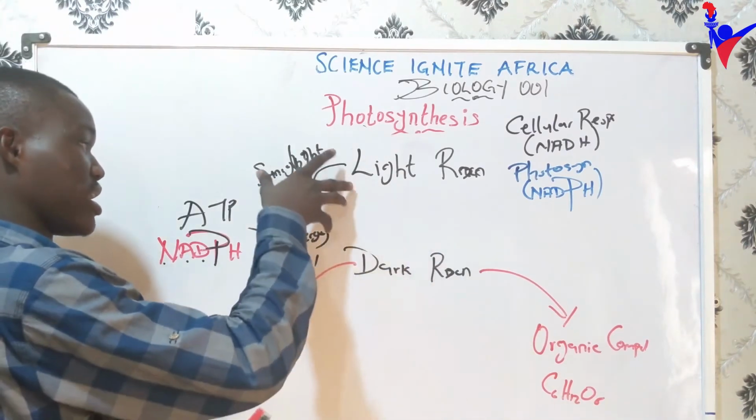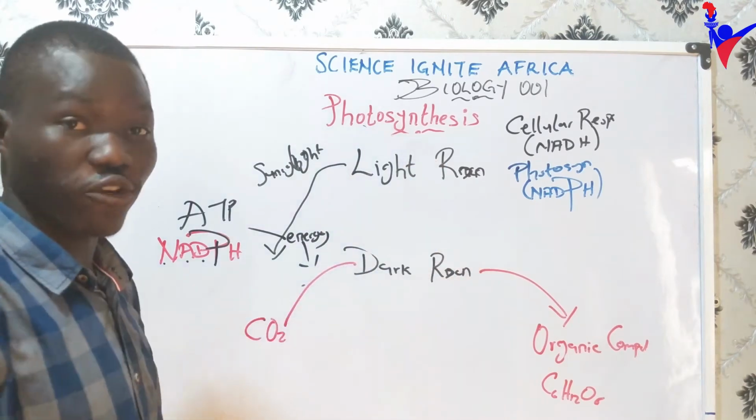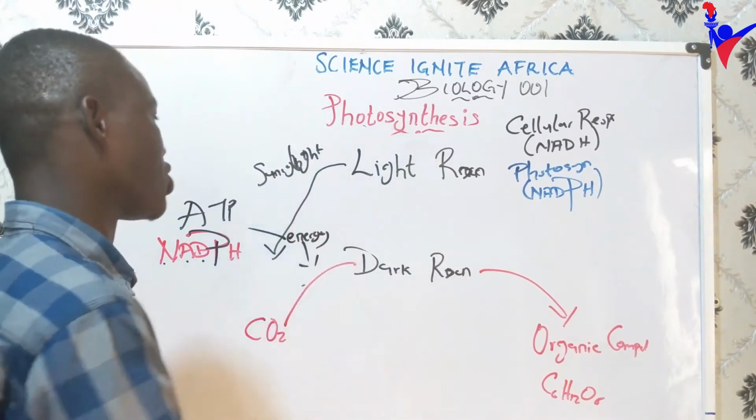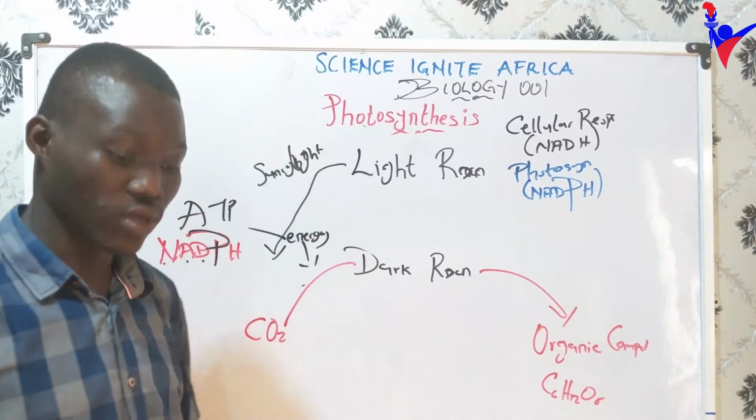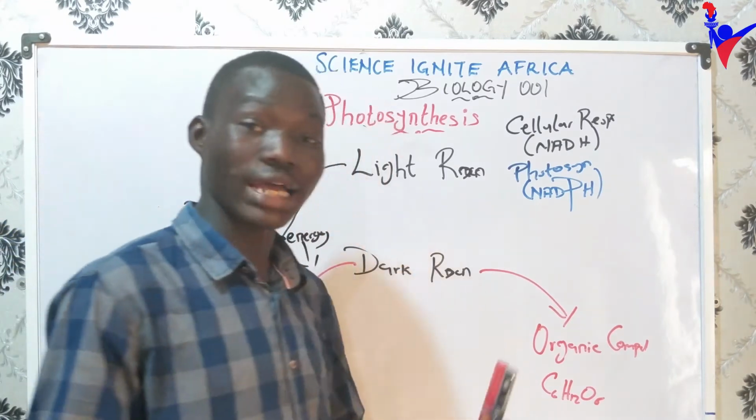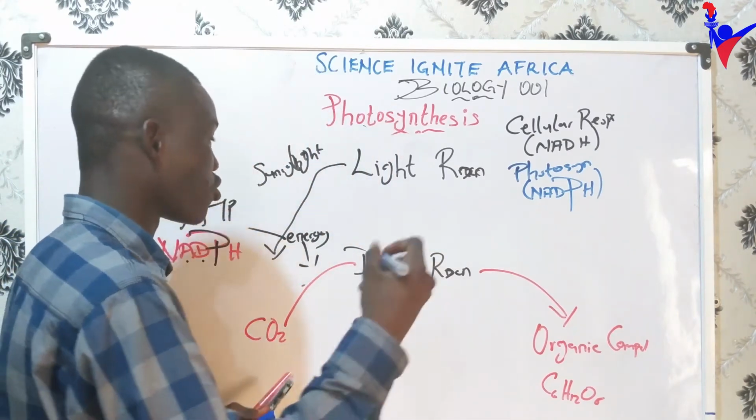CO2, organic compound, energy from the light reaction. So the first thing that happens in the light reaction is that we are trapping this sunlight. Where is the sunlight going to be trapped? In an organelle of the cell called the chloroplast.